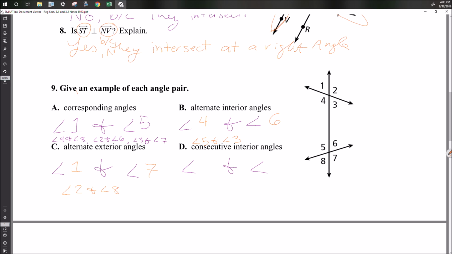Lastly, we have consecutive interior angles. These are angles on the same side of the transversal and inside the two lines. So that would be angle 4 and angle 5, or angle 3 and angle 6. So those were our angle pairs for that page.